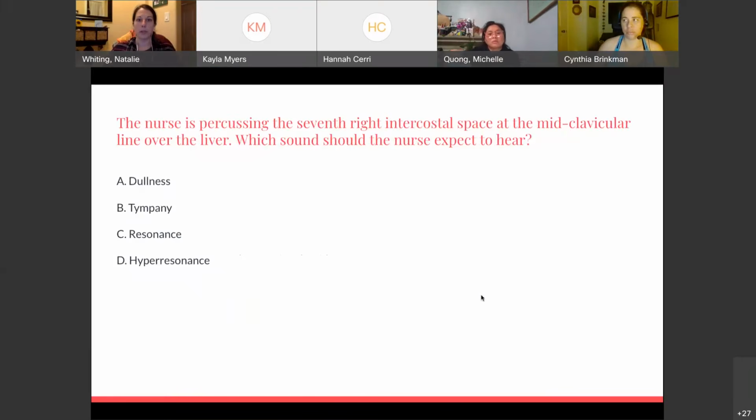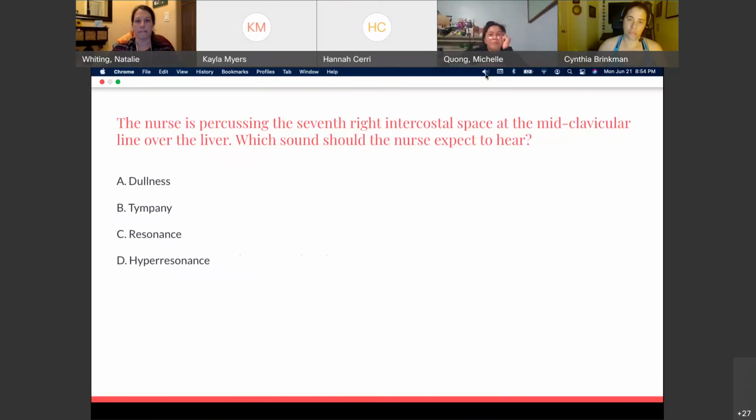Okay, the nurse is percussing the 7th right intercostal space at the midclavicular line over the liver. Which sound should the nurse expect to hear? A, dullness; B, tympany; C, resonance; or D, hyperresonance?